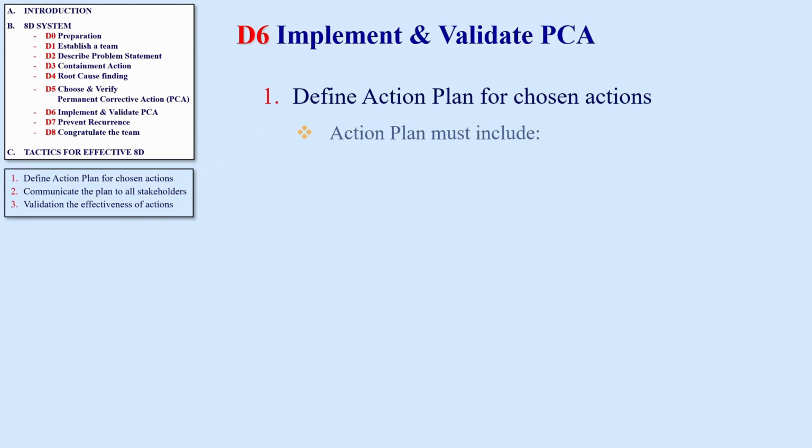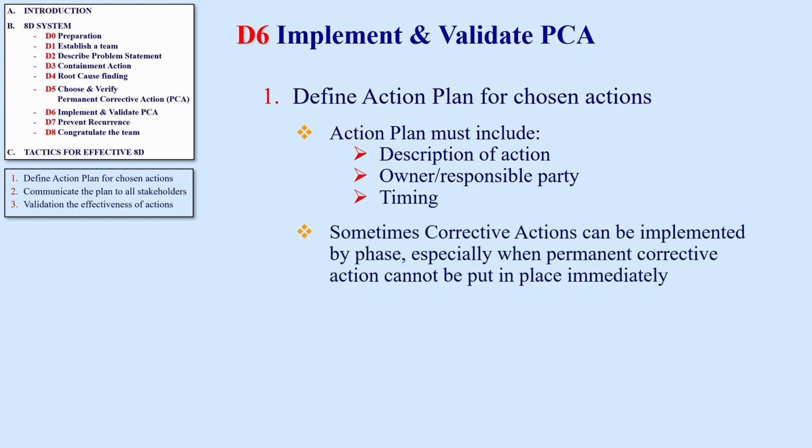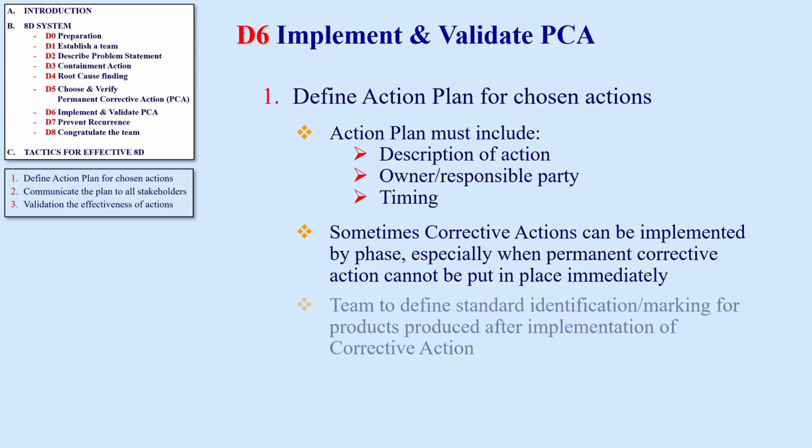As a minimum, the action plan must include a description of the action, the owner or responsible party, and the timing or target completion date. Sometimes corrective actions can be implemented by phase, especially when the permanent corrective action cannot be put in place immediately. The team should define a standard identification or marking for products produced after implementation of the corrective action.